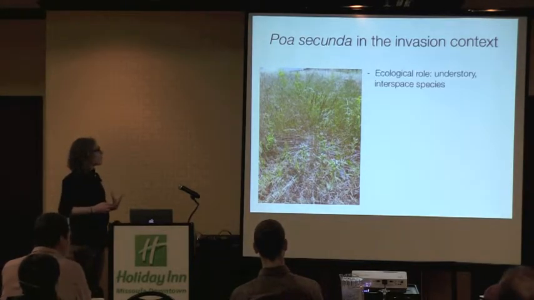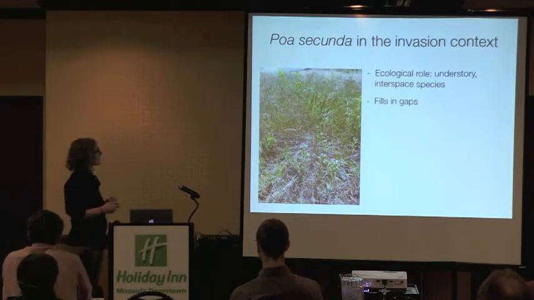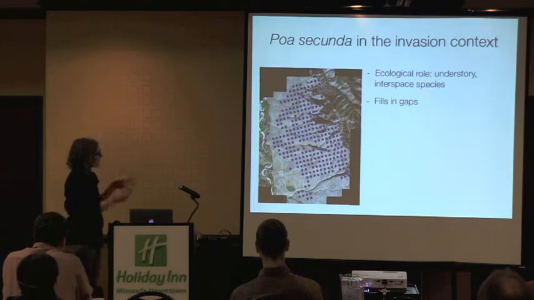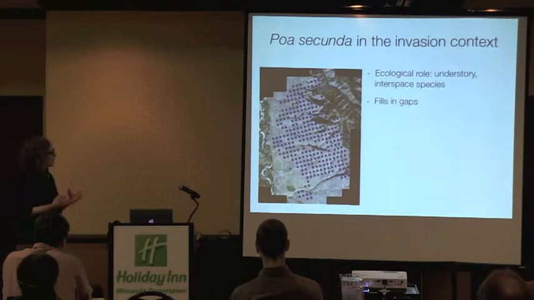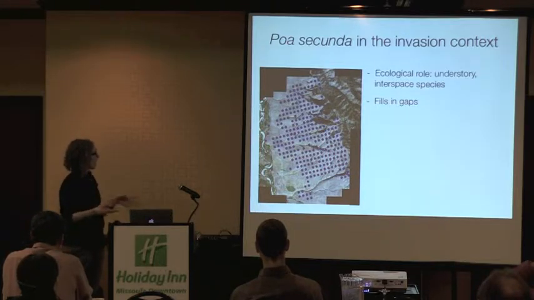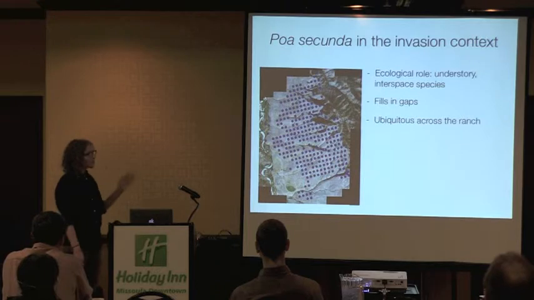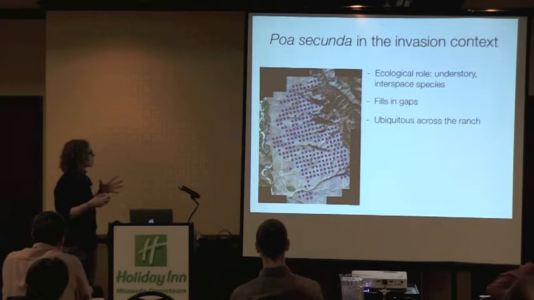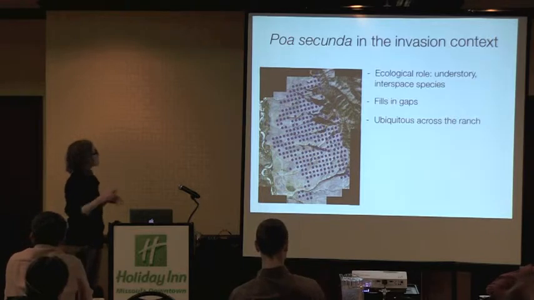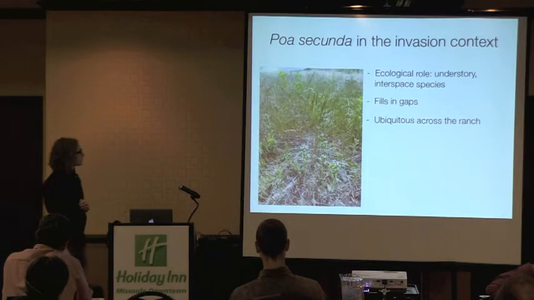So POA's primary role is as an understory interspace species. So that's what it's really good at. It's good at filling in gaps. And as that kind of species, this is a vegetation presence map, basically. So all of these are vegetation survey points that have POA on them. And the most important thing to take away from this is how many of them there are. POA is pretty much ubiquitous across the ranch. And it exists in our grassland sites, like we would expect, but it also is in a lot of other sites that you might not expect, like riparian sites, up at lower and higher elevation sites. So it's able to deal with a lot of ecological conditions.